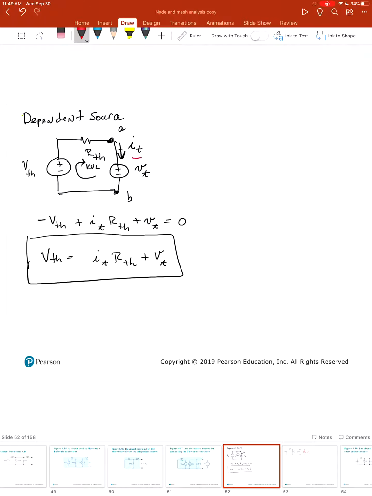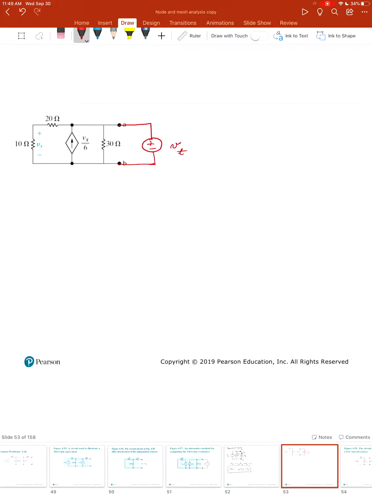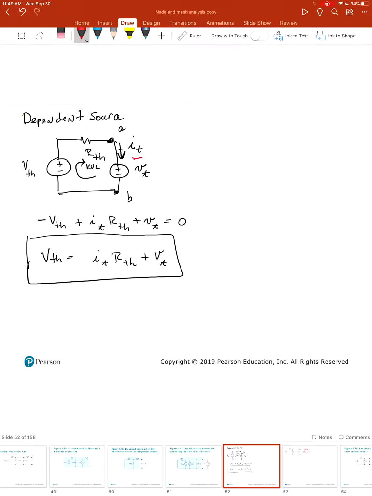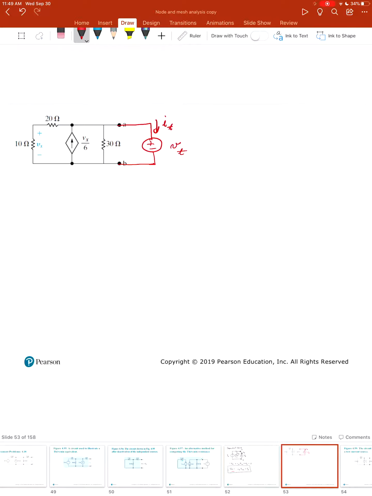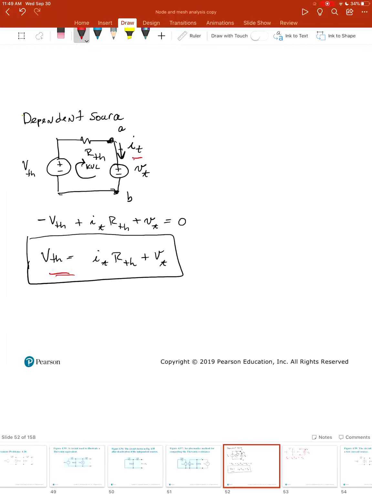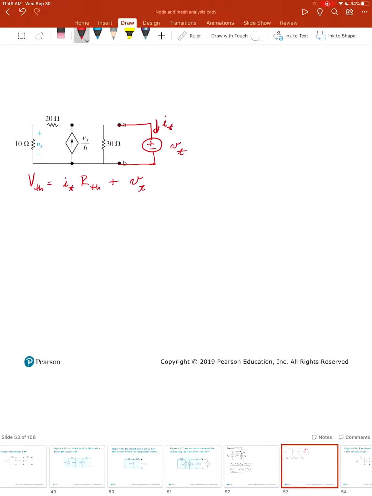Let's come back. We want to do it exactly the same way we did this one. Notice our test current was pointing down, so we'll do that here. And as long as I define V-test and I-test in exactly the same way, I can use this equation that I derived, which is V Thevenin is going to equal I-test R Thevenin plus V-test. Let's go back and confirm that. Yes.